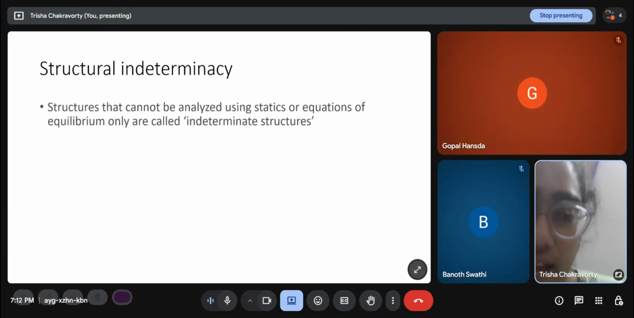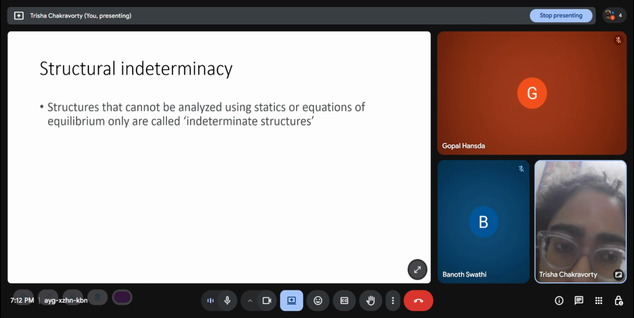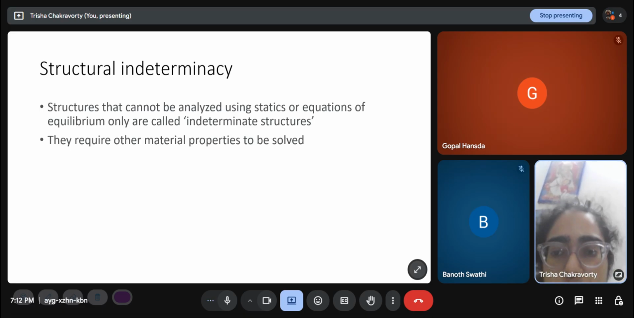Structures that cannot be analyzed using statics or equations of equilibrium only are called indeterminate structures. We will need the equations of equilibrium, but they won't be sufficient. We cannot ignore them. They require other material properties to be solved.